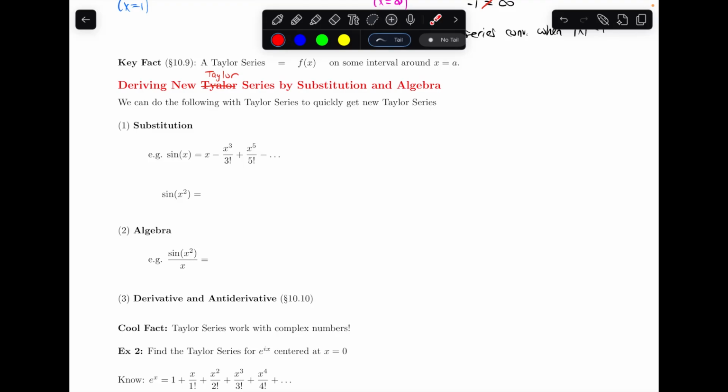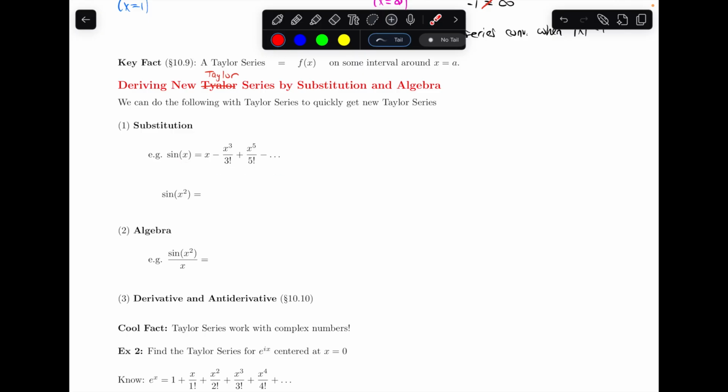In this video, we are going to learn how we can derive new Taylor series from ones we already have by substitution and by using algebra. There's a few different things I can do to take a Taylor series that I already know and get a new one. For example, we've seen this Taylor series for sine of x before.